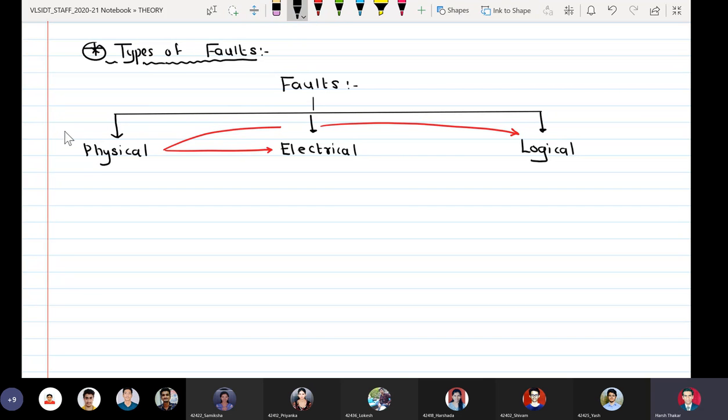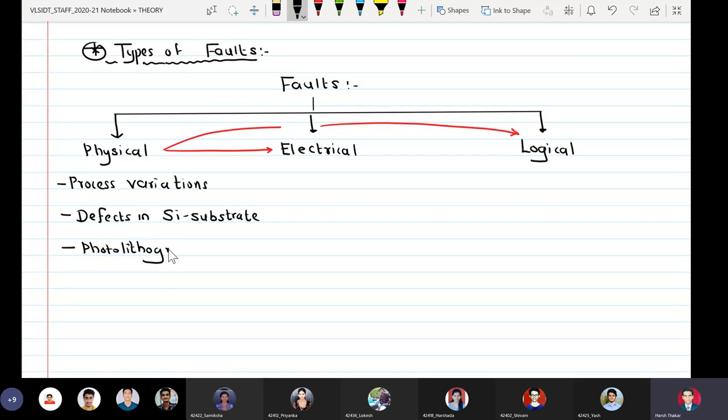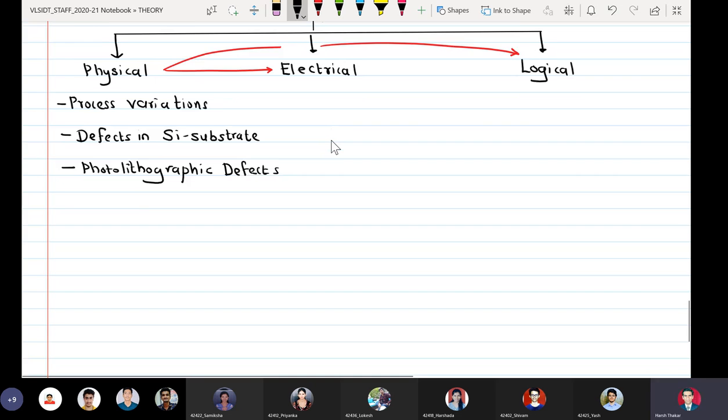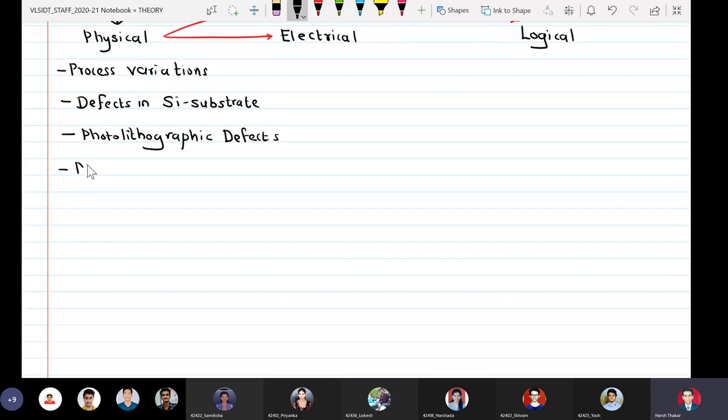So some examples of physical faults are process variations during fabrication, then we have defects in silicon substrate, then we have photolithographic defects, we have mask contaminations, and we have oxide defects.